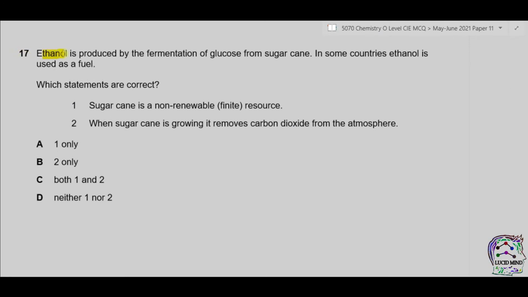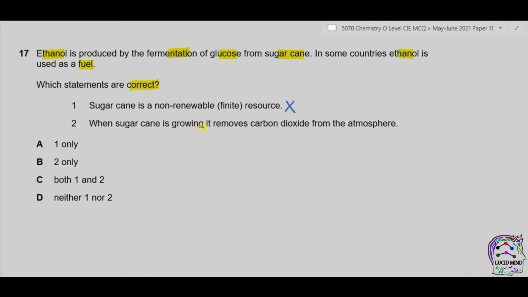Question 17. Ethanol is produced by the fermentation of glucose from sugarcane. In some countries, ethanol is used as a fuel. Which statements are correct? 1. Sugarcane is a non-renewable or finite resource. As sugarcane is a crop, it can be grown again and again, so therefore it is not finite, it is renewable resource.